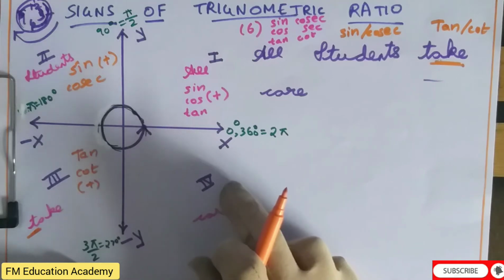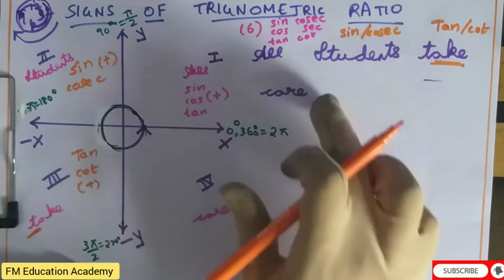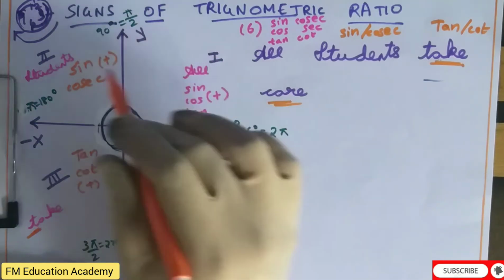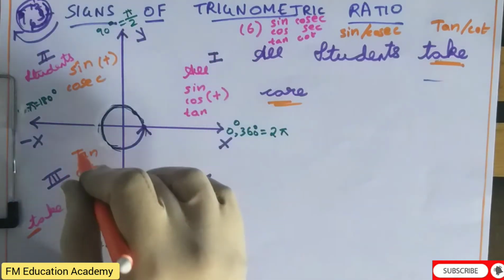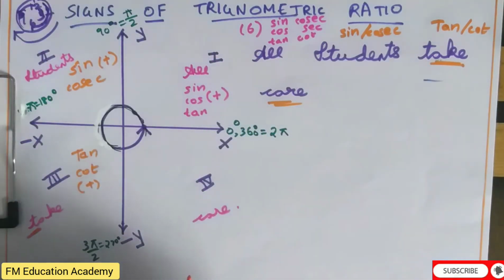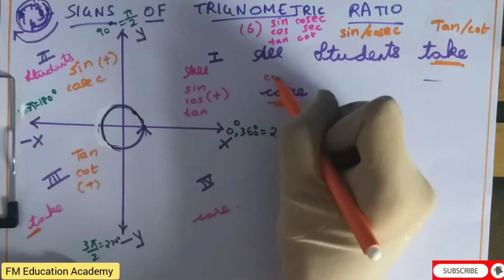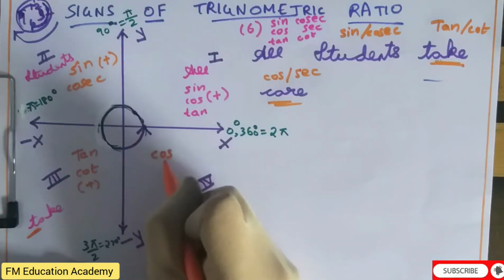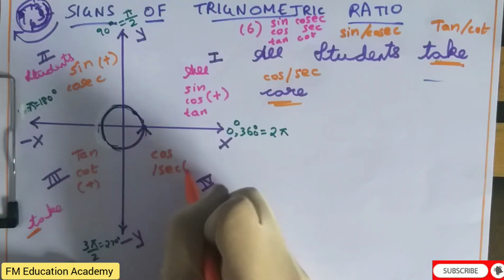Now coming to the fourth quadrant. What is the fourth quadrant? CAST. Okay, we have finished sine, cos, tan: all are positive in the first quadrant. We have finished with sine, cosecant, and we have finished with tan, cot. What is remaining? Cos is remaining. What is the inverse of cos? Secant. So in the fourth quadrant, cos and secant will be positive.